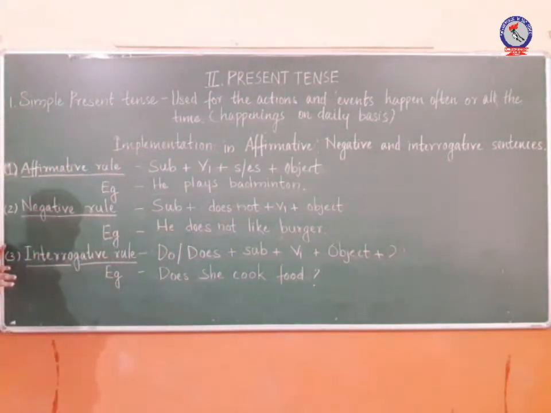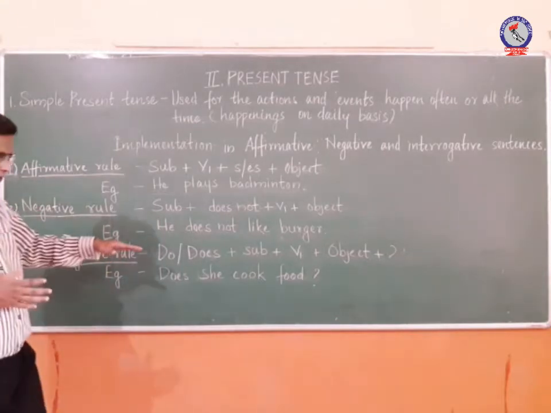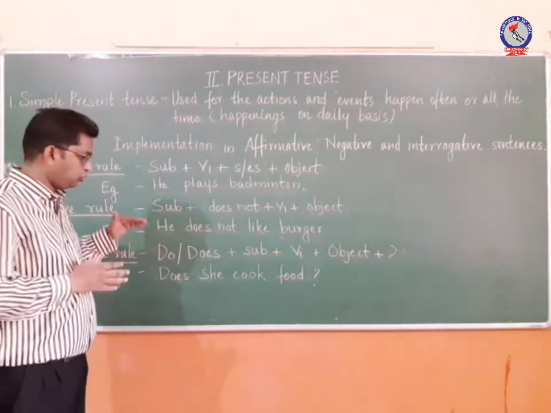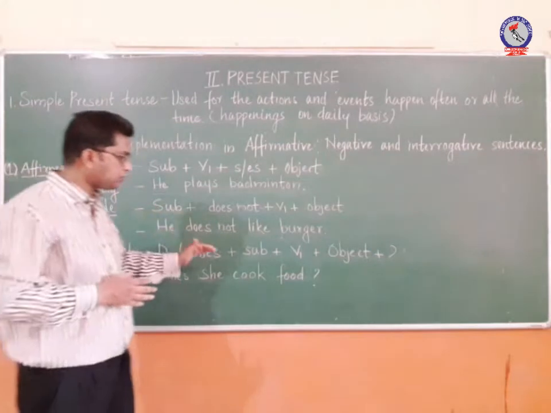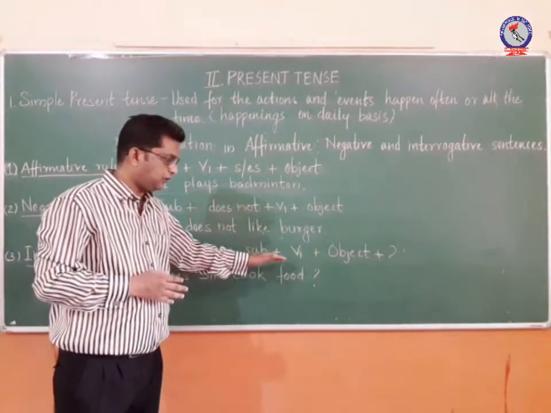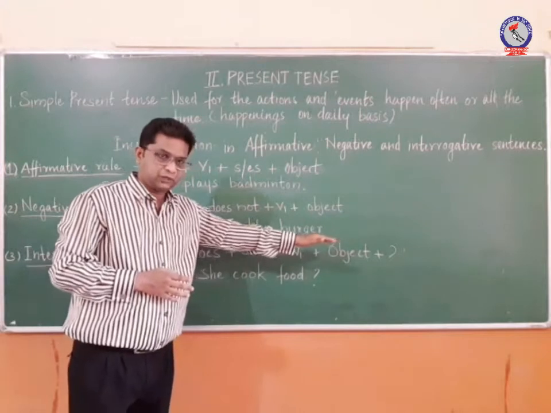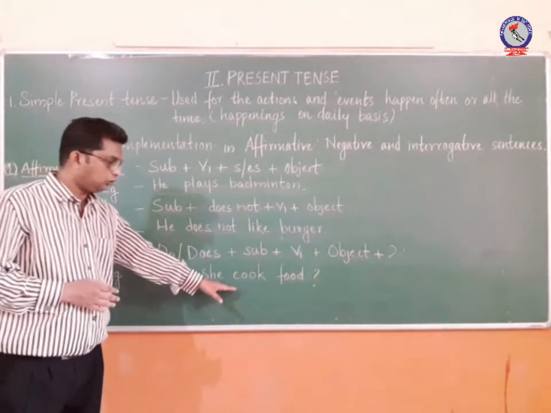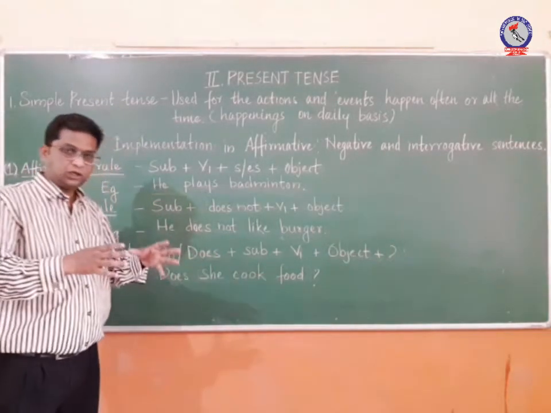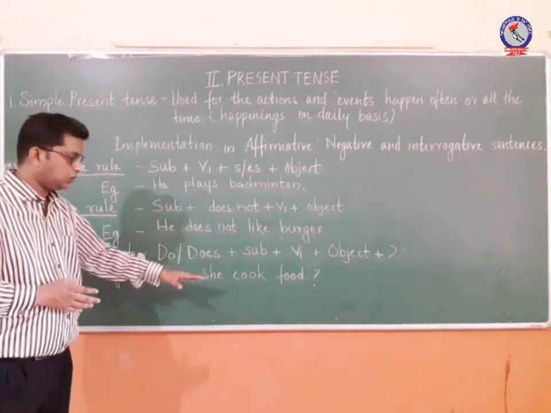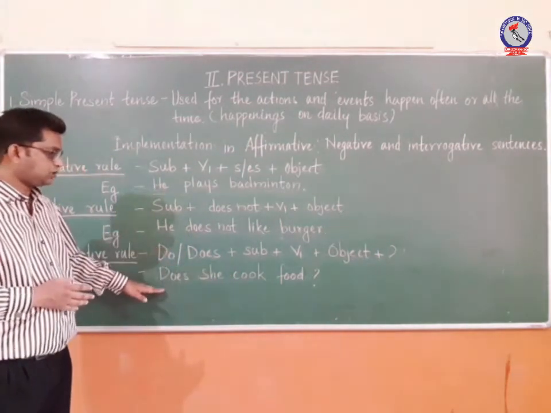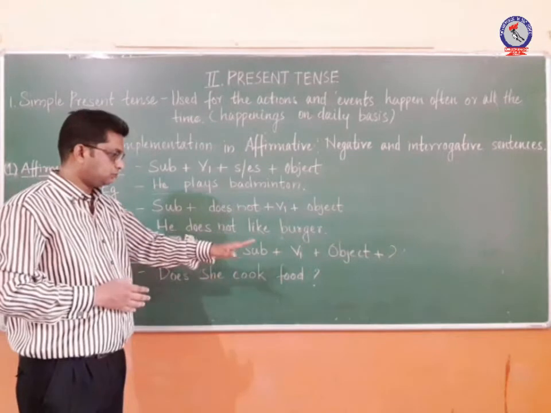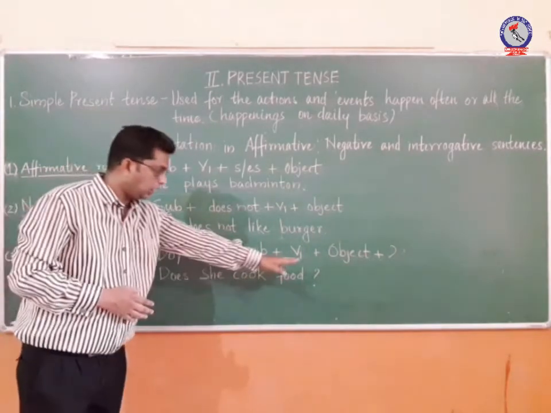Now see the interrogative rule: do, does. According to the first person, second person and third person, we will use do or does plus subject plus V1 plus object plus question mark. Now see the example. Does she cook food? That is a question. Does she cook food? Thus we have kept as it is the subject, V1 and object.